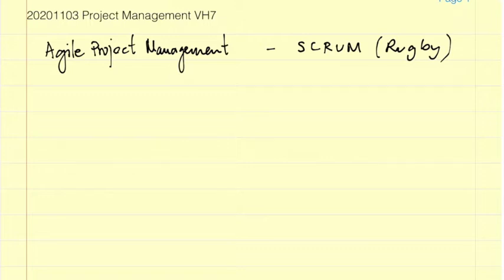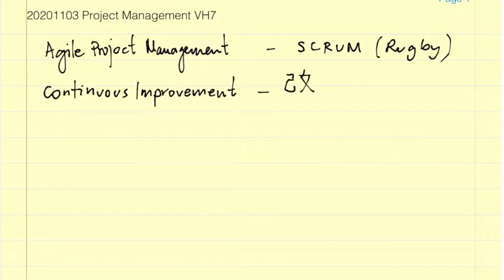Agile project management has a lot to do with continuous improvement, also called Kaizen in Japanese. It comes from Japan. This philosophy is also called Kaizen. Kai means continuous and Zen means improvement.